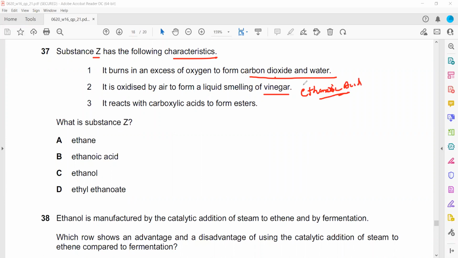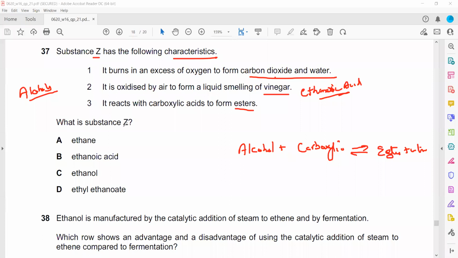And ethanoic acid, or how acids are formed by oxidation of alcohol. When alcohols are oxidized, they produce carboxylic acids. So it gives an idea that it is a fuel. It can be oxidized to form acid, so it means it's an alcohol. And it reacts with carboxylic acid to form esters. So esters are formed when alcohol reacts with carboxylic acid. So alcohol plus carboxylic acid gives ester plus water, and the reaction is reversible.